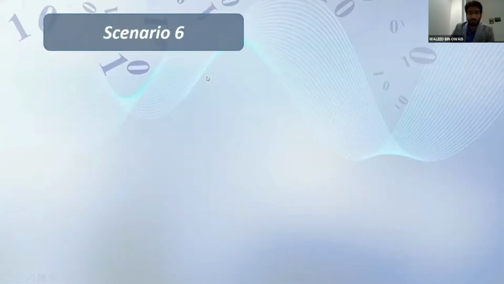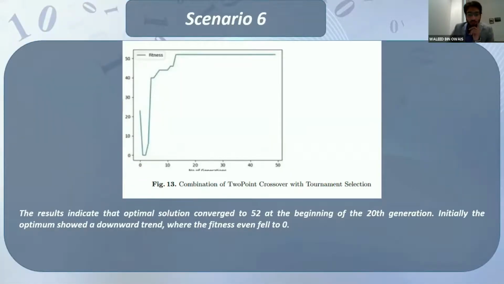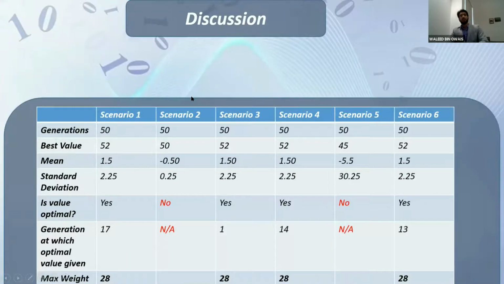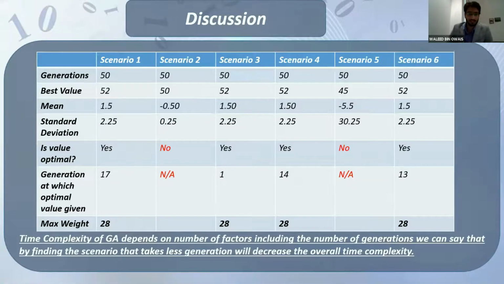Now the last scenario is the combination of 2-point crossover with tournament selection, okay? As you can see, it converged to 52 at the beginning of the 20th generation, okay? Now, we have a compare and contrast table for all the 6 scenarios. The generations, as you can see, remained constant at 50, okay?